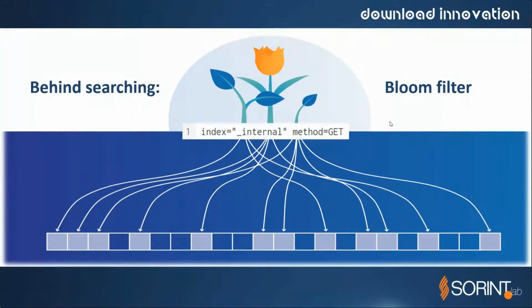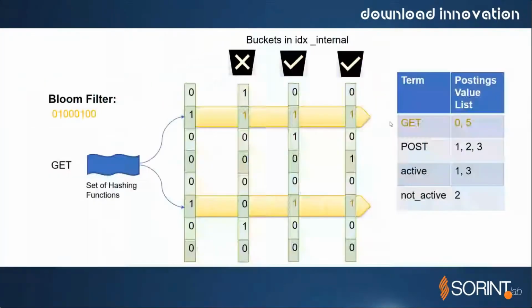So what we have to do here is find the logs with the field method value of GET. So the term GET is run through a set of hashing functions, and each hashing function lights up one bit of an array, and this array is called the Bloom filter. So in this case, the Bloom filter is this one, 010000100. And each bucket has its own Bloom filter that we can imagine as a sort of label or stamp of the bucket, which is built with the same method applied to all words that appear inside the bucket.